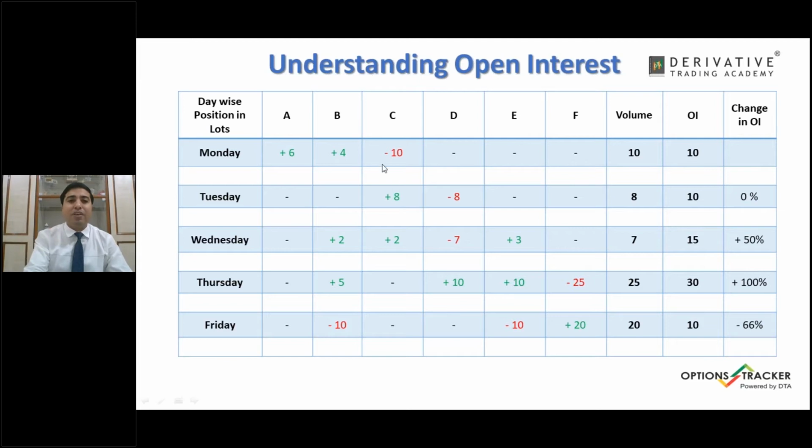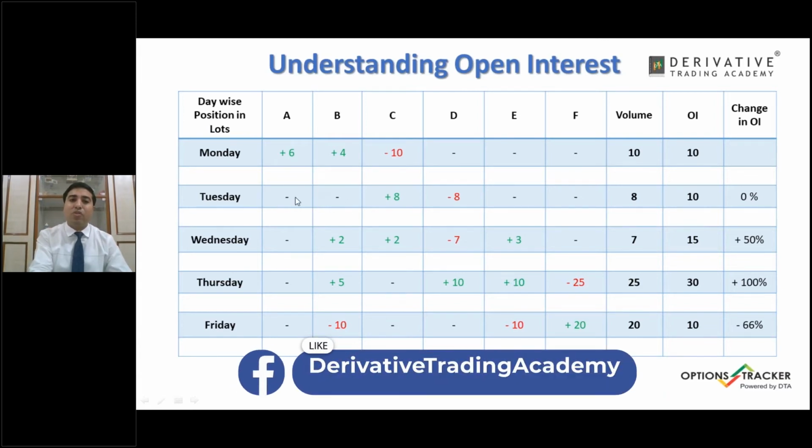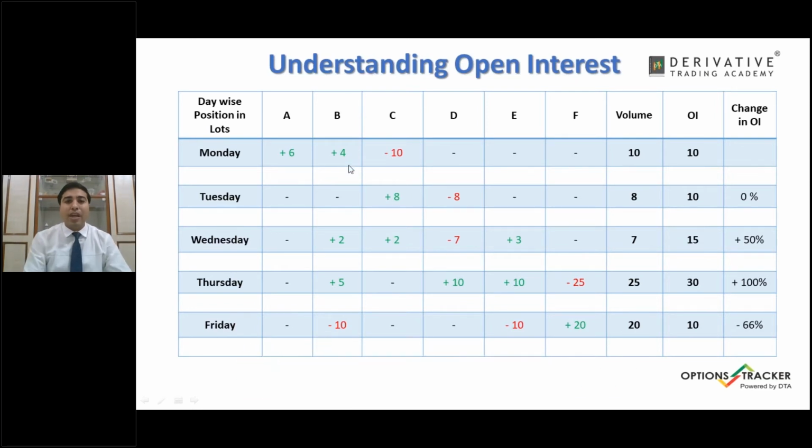We need to understand this by looking at the open positions now. A has 6 lots at the end of Tuesday. B has 4 lots, because there is no change, so they hold their existing positions of 6 long and 4 long, A and B respectively. Now C was earlier at 10 on the short side, but now he has bought 8, so net to net he has minus 2 on the selling side. And D did not have any positions earlier, but now he has sold 8.